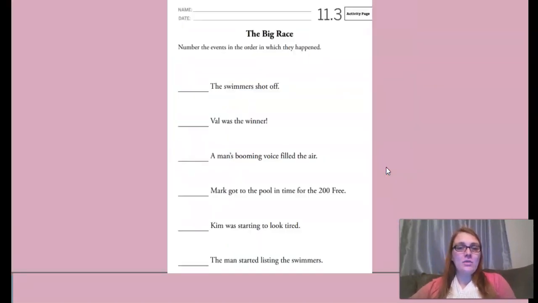Okay, 11.3, number the events in order in which they happen. So number them 1 through 6. The first one is number 1, then 2, all the way to number 6 being the last event.